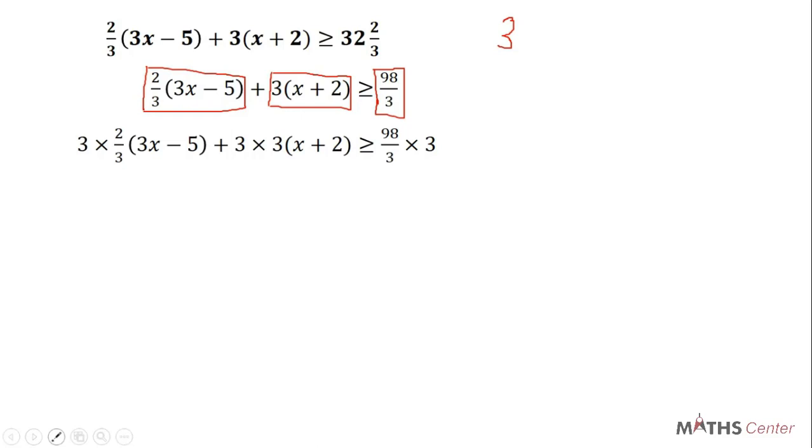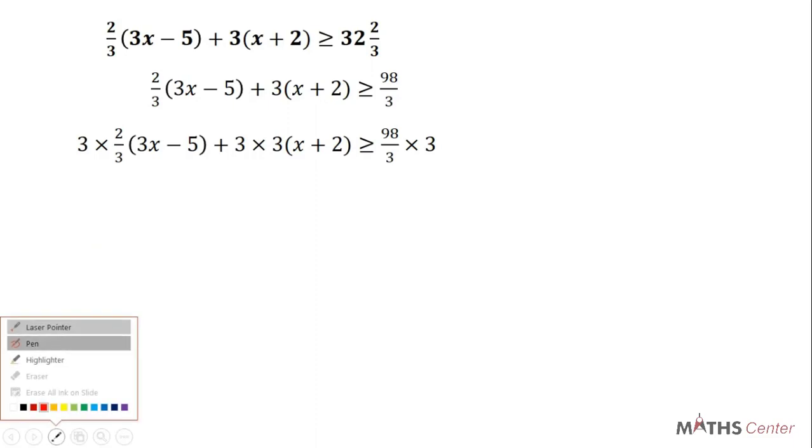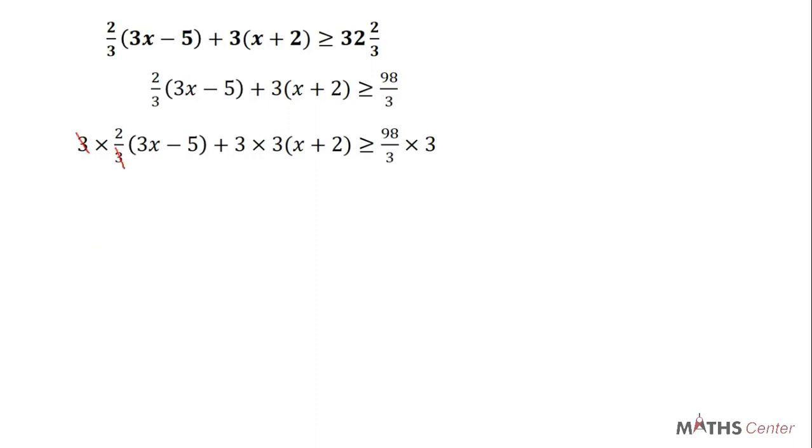So from here, you cancel out. You can see that 3 will cancel 3, which will give us 1. So 1 times 2, which is 2, into brackets 3x minus 5, plus 3 times 3 is 9, so 9 into bracket x plus 2. Then 3 will cancel itself here, so we are going to have 98. Now you see this becomes like type 3 of linear inequality.